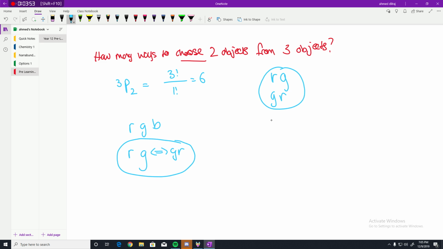Do you know? Daksh, do you know what we would have to divide by to get rid of the possible arrangements? Yeah, since we are choosing 2 objects, you would divide by 2 factorial. Perfect. So we take our total number of permutations, 6, and divide by the number of ways you can arrange 2 objects, which is 2 factorial. So we end up with 3, right?